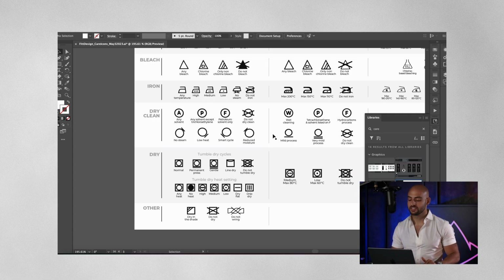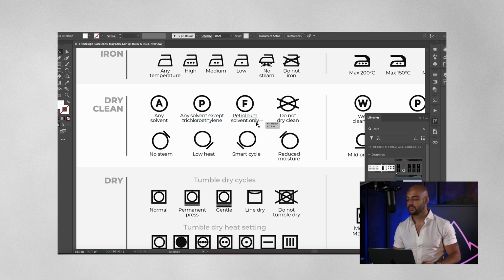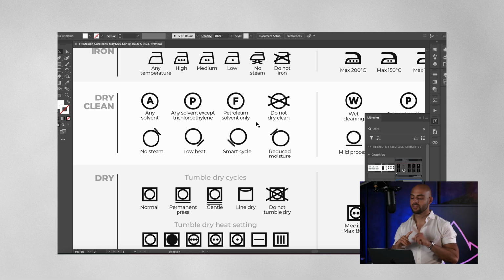Next up, we have our dry clean. So what solvent should you use if you choose to dry clean this garment? Here, the A with the circle means any solvent. The P means any solvent except trichloroethene. Petroleum solvent only for the F. Do not dry clean with the circle with the cross through it.